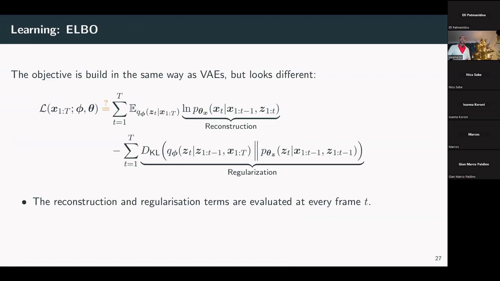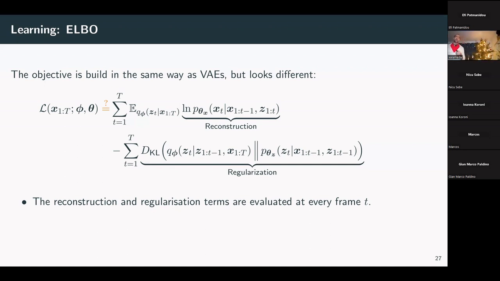And then the final thing that you have to be careful about is the learning. As in the case of VAEs, and I'm skipping a few details here, you use the evidence lower bound, right? And the evidence lower bound has these two terms, the reconstruction and the regularization. So of course, now you're considering a sequence. So one thing that is going to happen is that you are going to have the sum of these two terms over the sequence. That's why you have a sum over T, both for the reconstruction and regularization term.